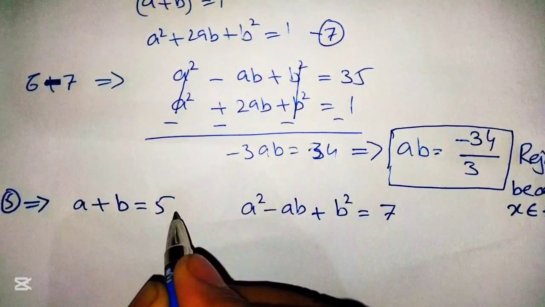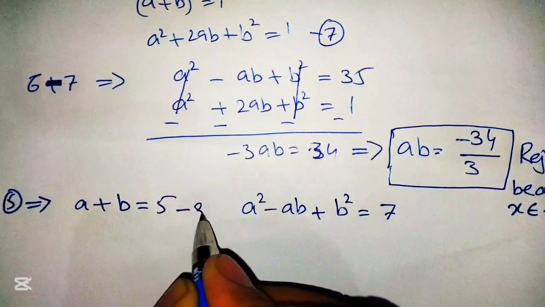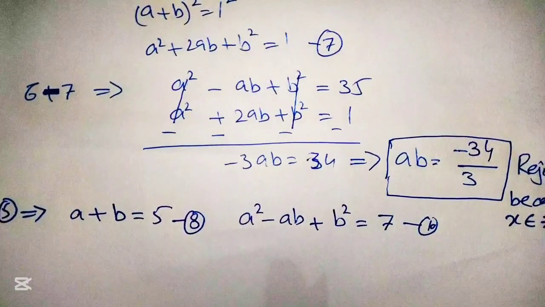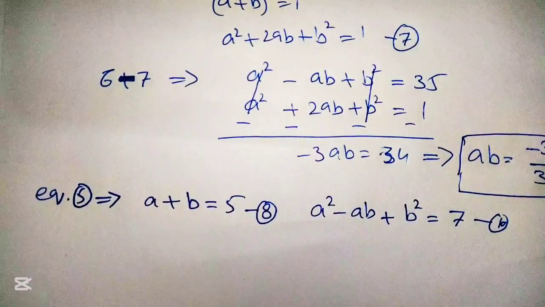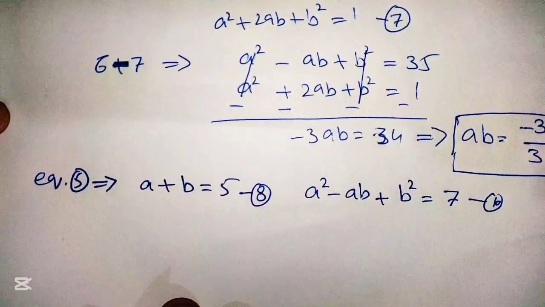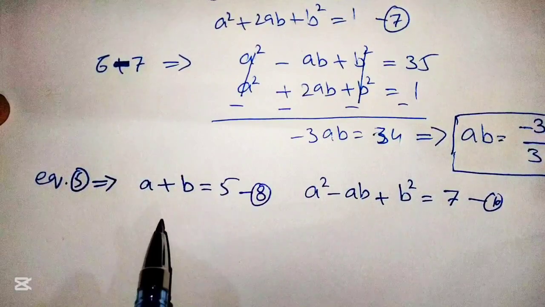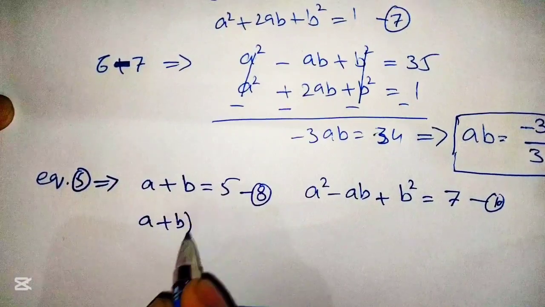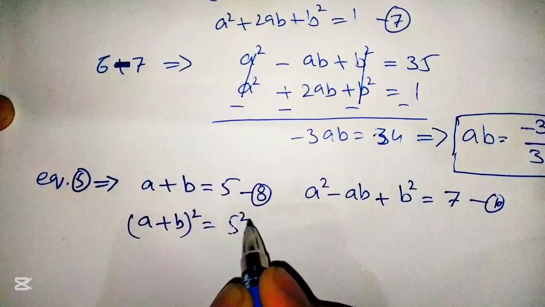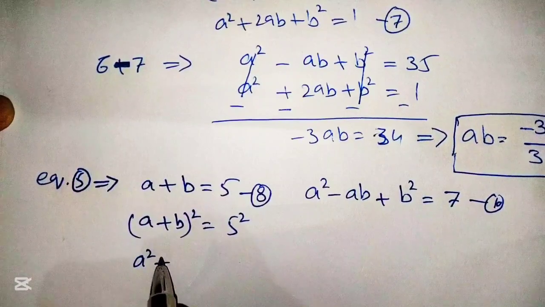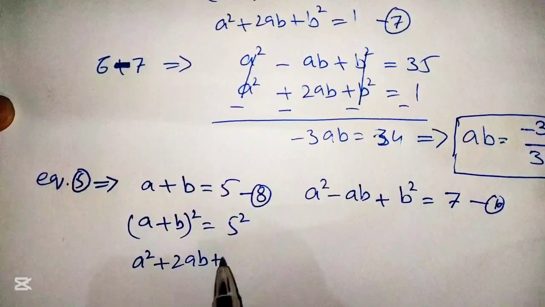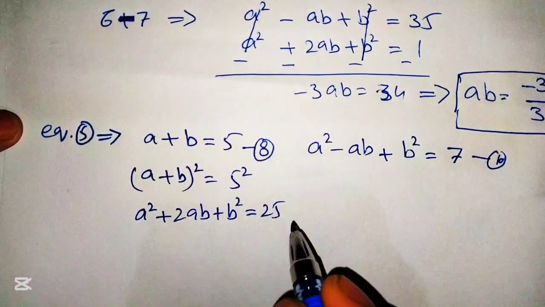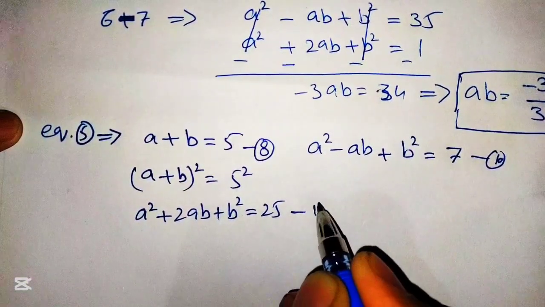Now we call this equation number 8 and this is equation number 10. Now we will solve these two equations to find the value of a and b, and then we will find the value of x. So taking square on both sides, we will get (a plus b) whole square is equal to 5 square. Expanding this square, we will get a square plus 2ab plus b square is equal to 25. Now this is equation number 11.